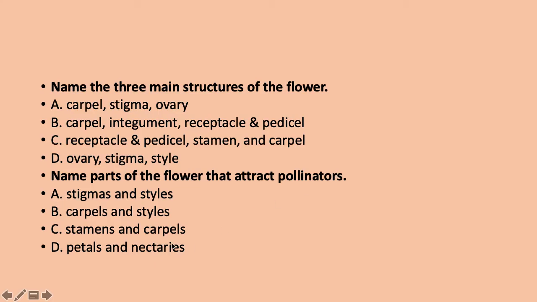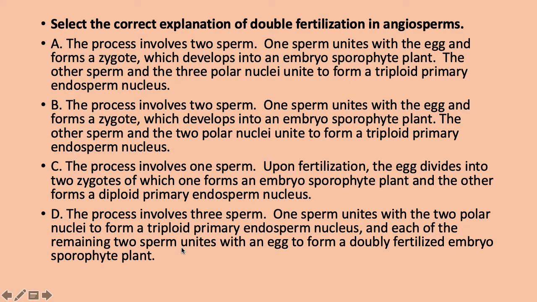Is it B? It is D, petals and nectaries. All right, lots of reading on this one. Select the correct explanation of double fertilization in angiosperms. Is it B? Why do you say B? Because it goes along with double fertilization. Two sperm and then two pollen. Yeah. Yep, absolutely. It is B.